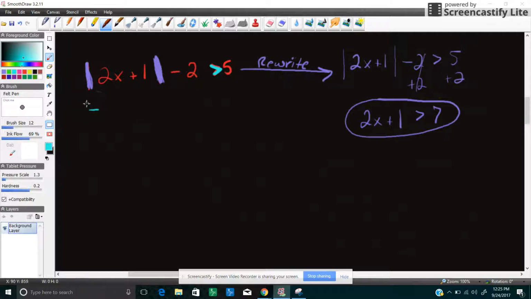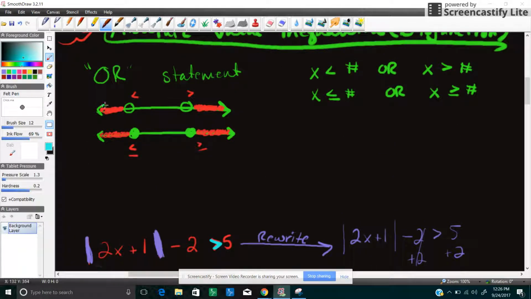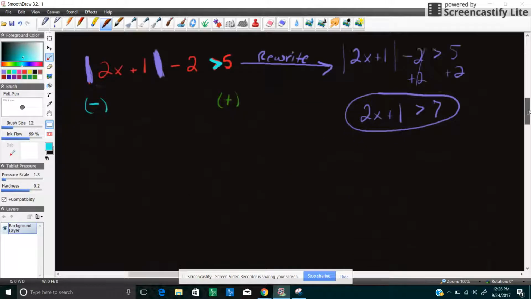Just like before, this has a negative and a positive counterpart. Because we are dealing with a disjunction, our negative counterpart is going to be less than our value. If you look at our graph, this is like our negative part, so this is less than the value. This one is greater than the value. You can also add a little negative here and a positive here, just so we know what symbol goes with what sign. So I'm going to set it up just like that.